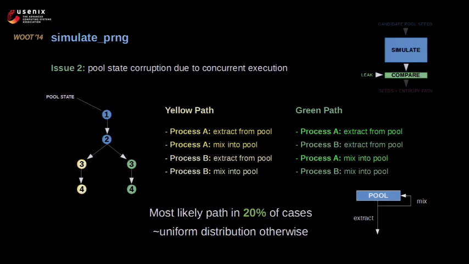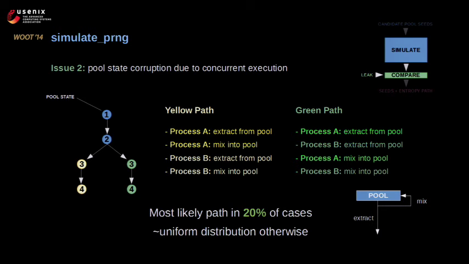The second issue is a bit more complicated. I'm not going to go into it now. Basically, again, because of concurrency, there's no kernel lock on the mixing process, so there can be a PRNG state corruption, and therefore we can't predict exactly which path that extraction is going to take. But in fact, in 20% of the cases, we can know the path, and that's absolutely fine and pretty good for an offline attack.